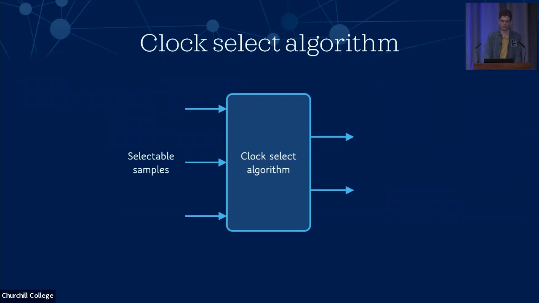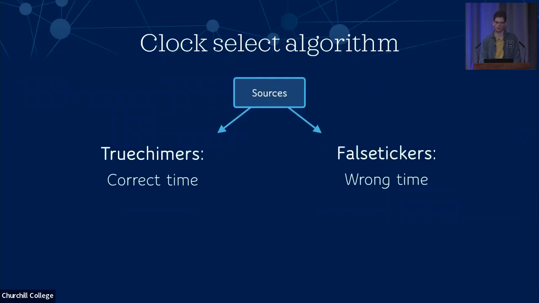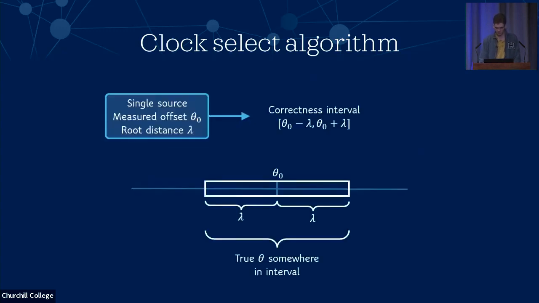So the next stage of the algorithm is called the clock select algorithm, which takes this set of selectable samples and filters out any samples that are giving us the wrong time. So we're going to define a piece of terminology. We're going to call truechimers the servers that have the correct time, and falsetickers the ones that have the wrong time. It could either be that these are inaccurately synchronized, or they could be actively malicious, but either way, we're going to filter them out at this stage.